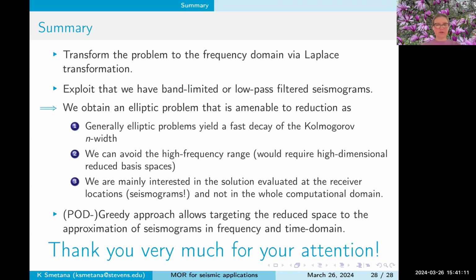And then we have an elliptic problem, which we saw actually yielded an exponentially decaying Kolmogorov n-width. Because we can avoid the high frequency range, we really get a nice decay and a small reduced basis, but still get a good approximation. And as I said, also the evaluation only at the top.